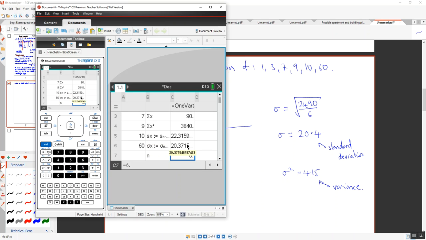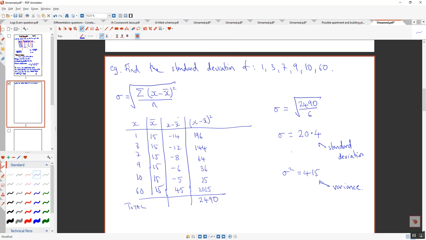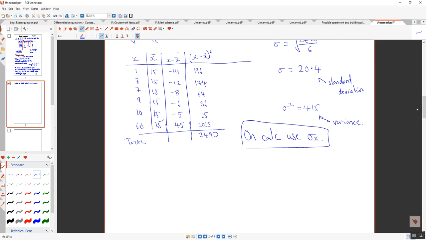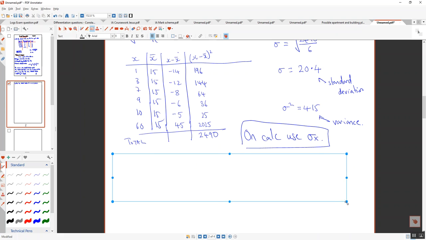How do they sample? So, okay, let's have a quick chat about that. Let me just write down: on calc, we use sigma x, okay? Very, very important. Now, our formula for the standard deviation, I'll just quickly write this down. This is not something that you need to know for this course. You do need to know it for the AI course, but it'll do you no harm. It may become useful.